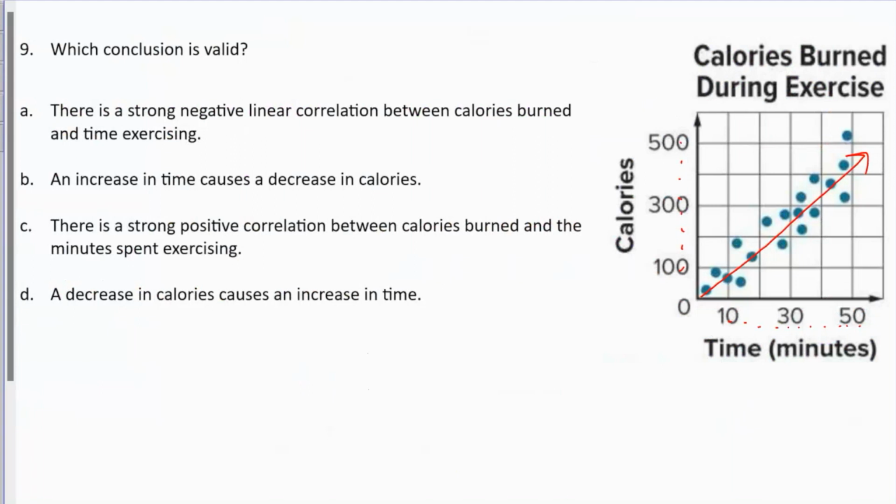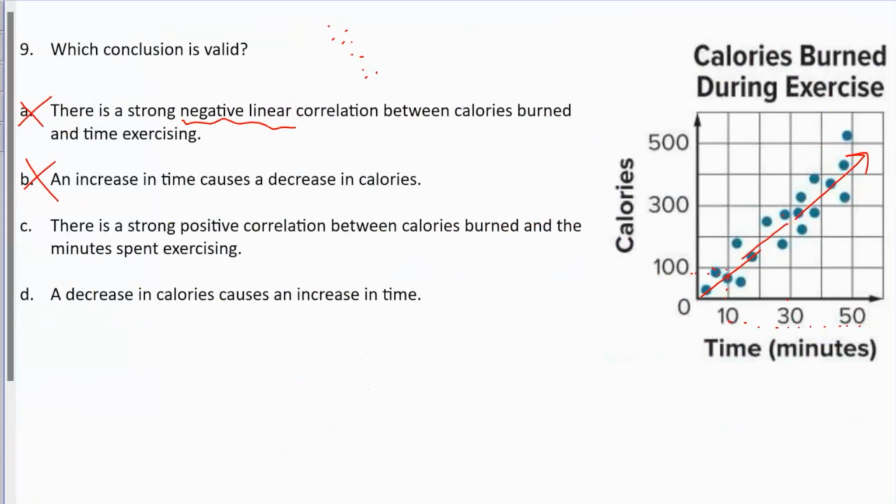So we want to look and see, based on our information here, which of these statements is true. Well, it says there is a strong negative linear correlation between calories burned and time exercising. I know that negative means it's a scatter plot going down. My scatter plot's going up, so that is not going to be our answer. An increase in time causes a decrease in calories. Well, let's check. The more time I exercise, it looks like the more calories I burn. Because in 10 minutes, we burned about 100 calories, but in 30 minutes, we burned about 300. So our calories are definitely increasing the more time we spend. So we are going to go ahead and cross B out.